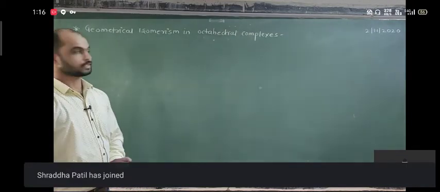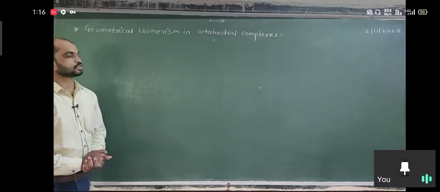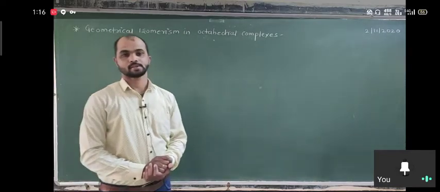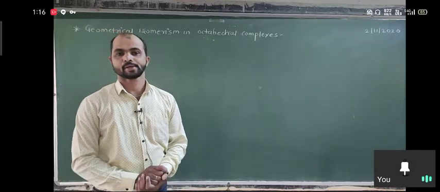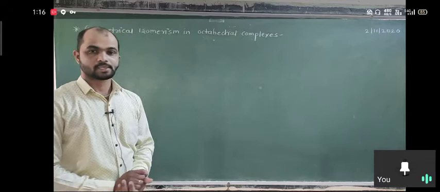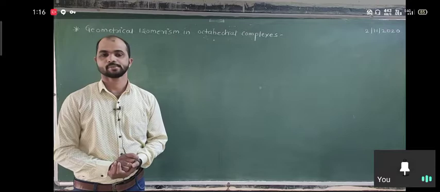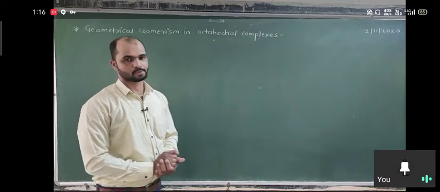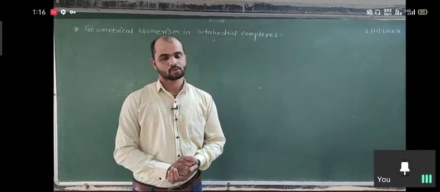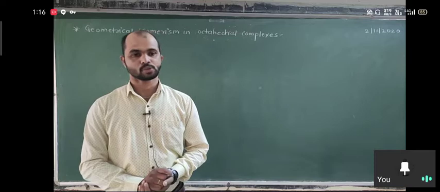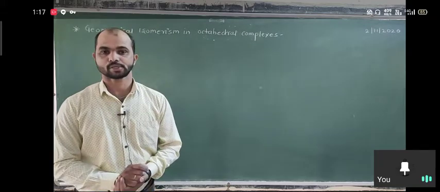Today we're going to start another topic of coordination chemistry: geometrical isomerism in octahedral complexes. In the last lecture, we saw the geometrical isomerism in square planar complexes. Basically, there are two coordination numbers we're going to discuss, coordination number 4 and coordination number 6. In coordination number 4, we have two geometries, square planar and tetrahedral. But only square planar complexes show geometrical isomerism. Tetrahedral does not show geometrical isomerism.